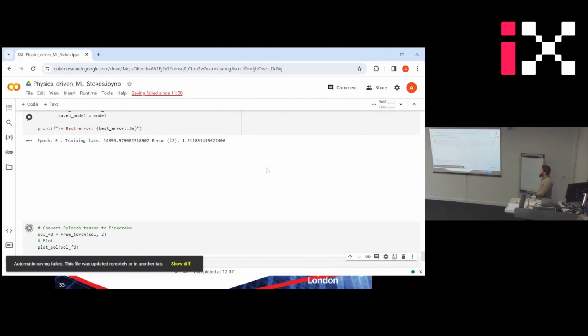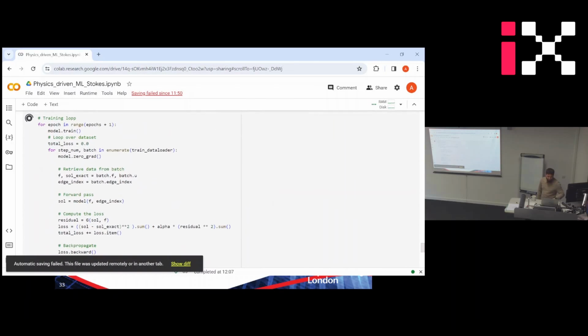All right, it runs fine. So those are the epoch, training loss, small L2 errors, and this is going to run for 80 epochs. In the meantime, let's analyze this code.